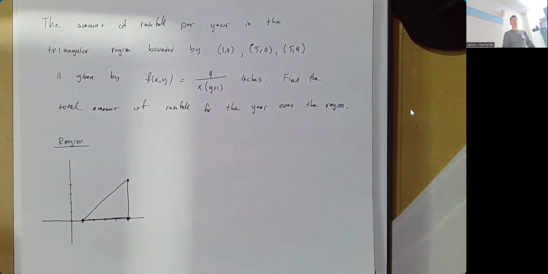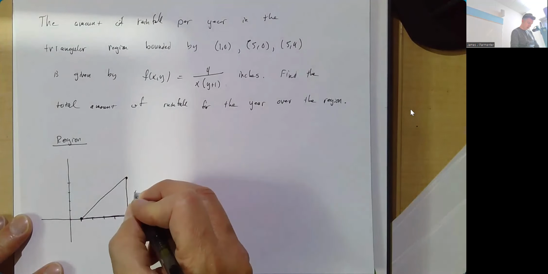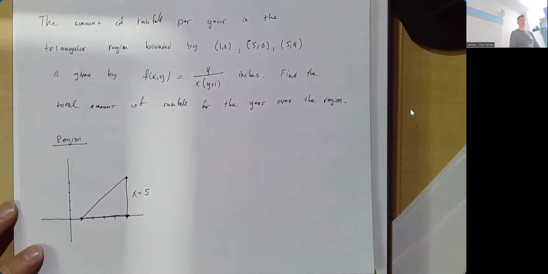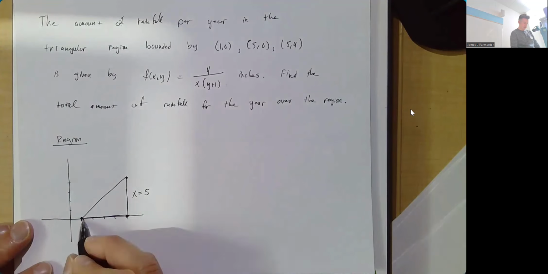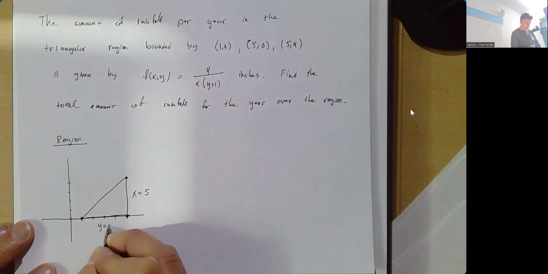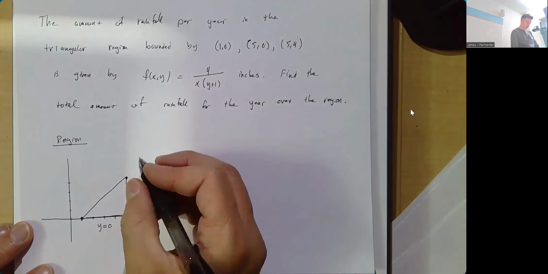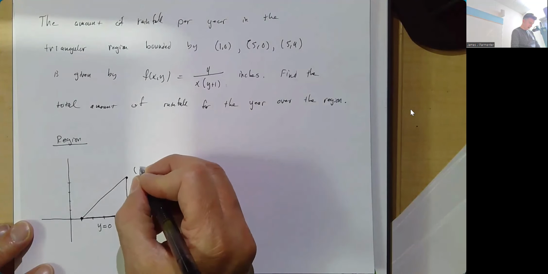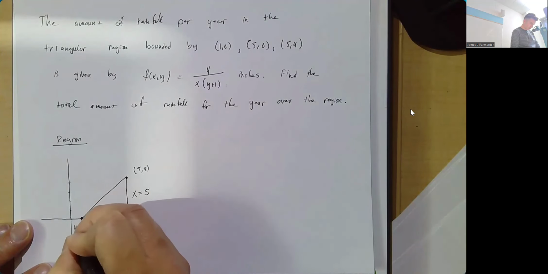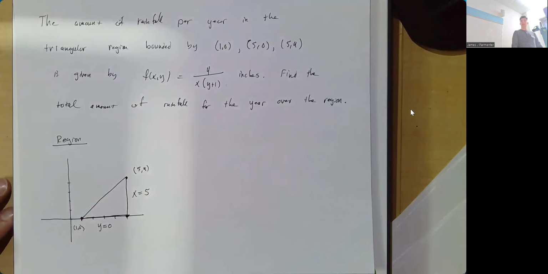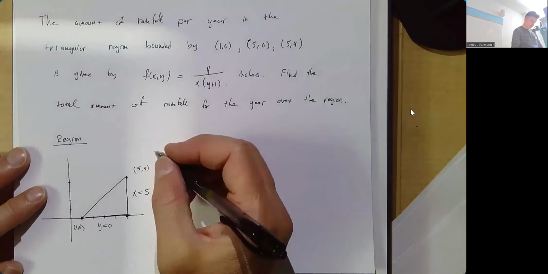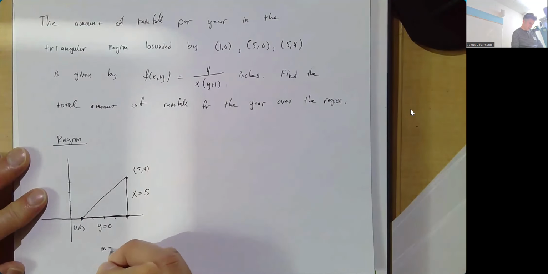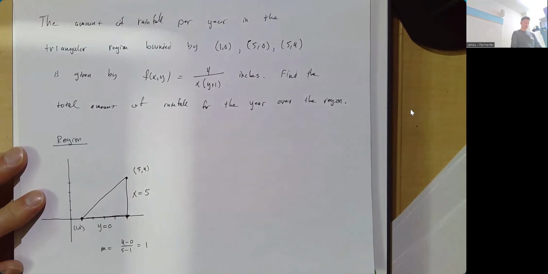And two of those boundaries are actually really easy to describe. This line over here is the line x equal to 5, the vertical line. This line here is the line y equal to 0. And this line here that goes to the points (5, 4) and (1, 0), we could find pretty easily. The slope of that line is 4 minus 0 over 5 minus 1, which is just 1.